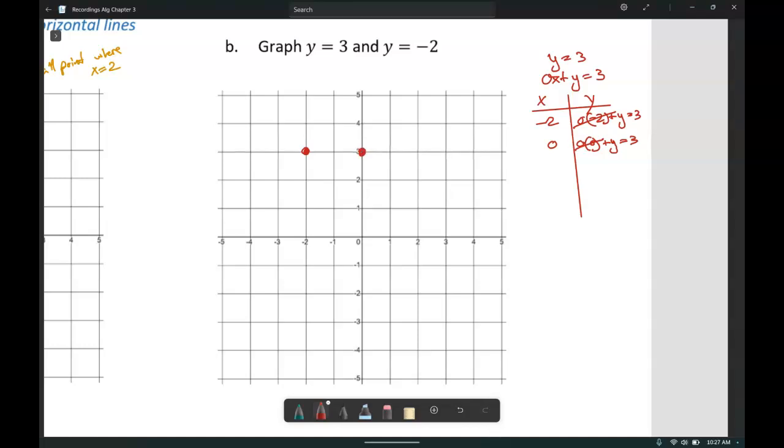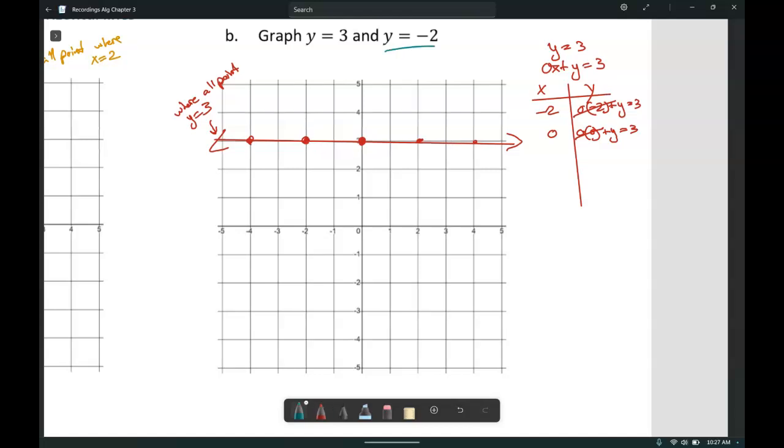So we get a horizontal line where all points have y equals 3. So every single point on this line has y equals 3, so we get a horizontal line.